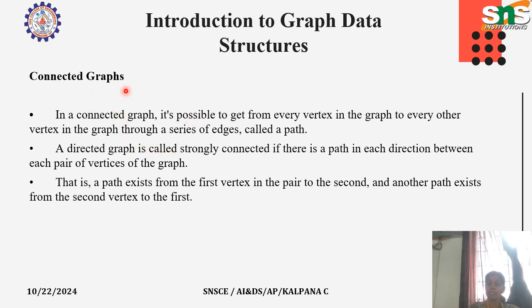So next is connected graphs. In a connected graph, it is possible to get from every vertex in a graph to every other vertex. We have discussed it, right? If it is a fully connected graph, from node A to B, B to C, everything is connected. So there will be a path from A to B, B to A to C, so we can easily traverse the graph. A directed graph is called a strongly connected graph if there is a path in each direction between each pair of vertices of the graph.